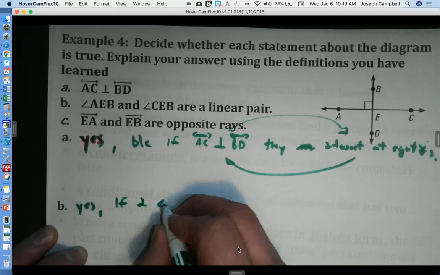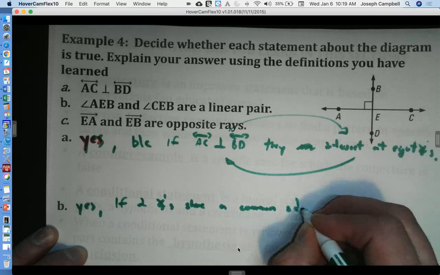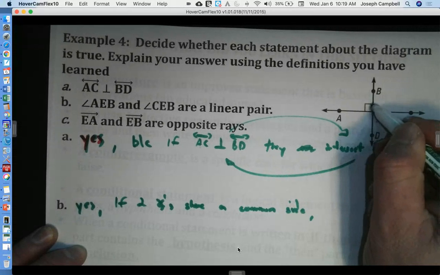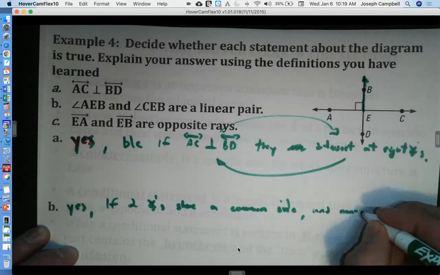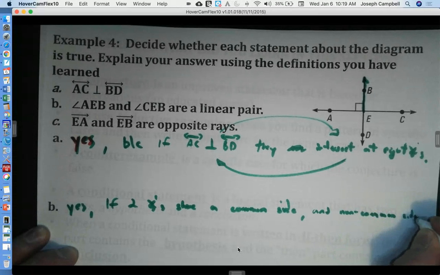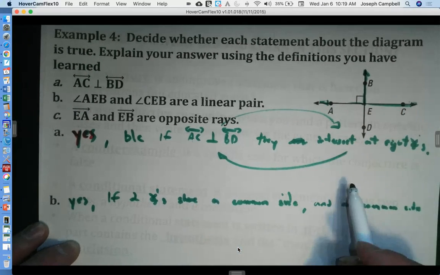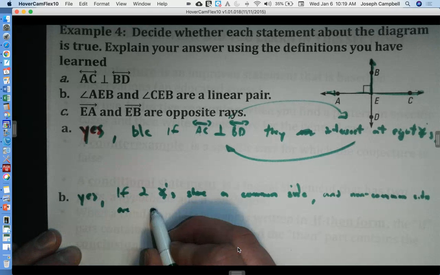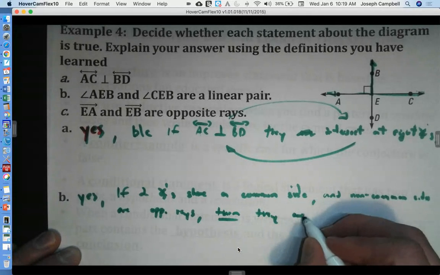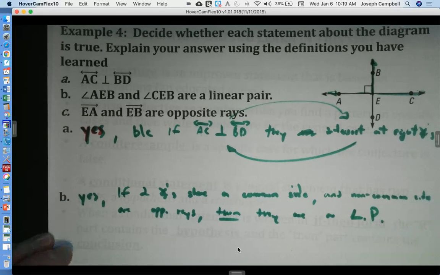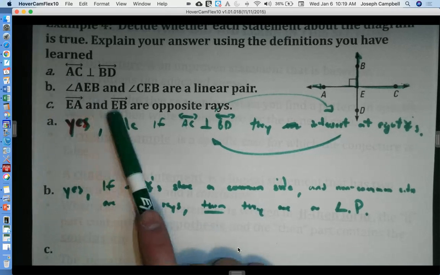If two angles share a common side, right? Like EB here, and the non-common sides, right? These are the non-common sides, EA and EC. If they form opposite rays, then they are a linear pair. All right, so I've satisfied the definition. I've satisfied the condition.